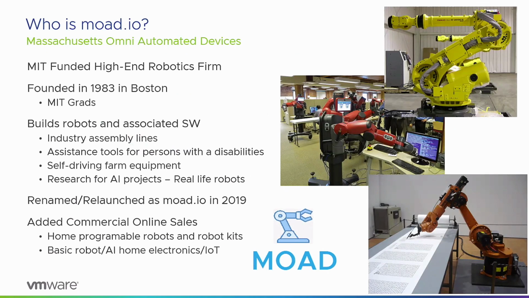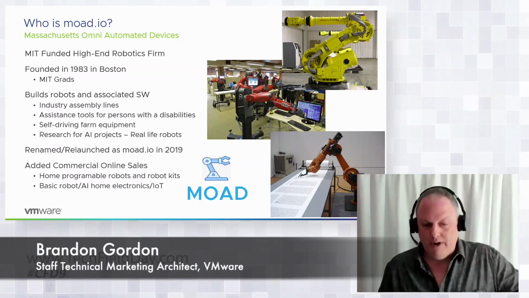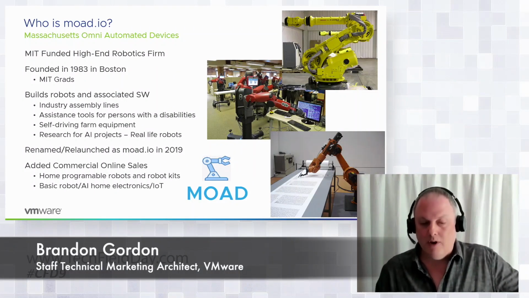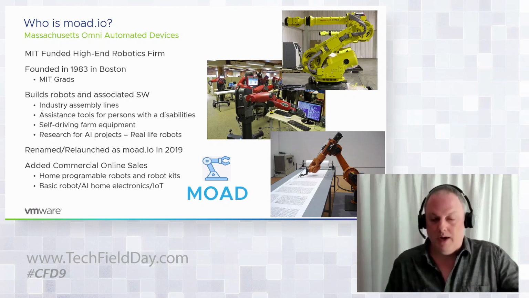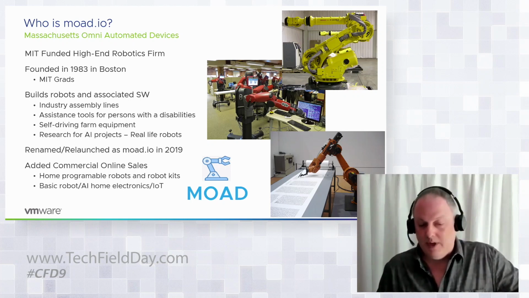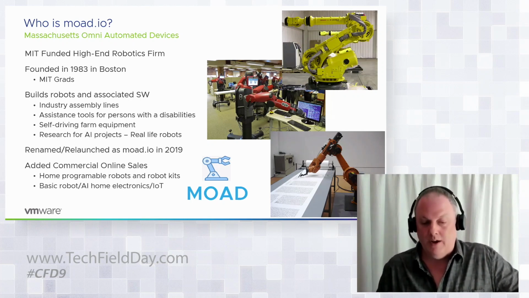So we're going to be doing a bit of role play here. We're actually acting like we are this company, moad.io. So we are portraying as Massachusetts Omni Automated Devices. So in this particular scenario, we're a high-end robotics firm. We've been building a lot of industrial robots. We're doing assistive tools for people with disabilities. We have farm equipment. We have other AI projects going on.